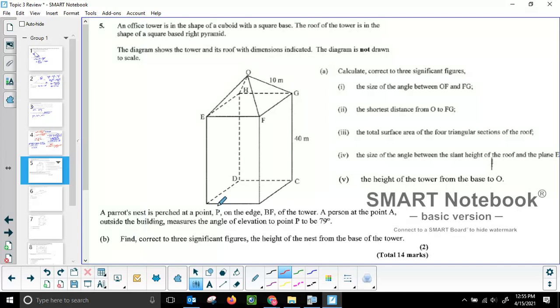All right, so A, calculate correct to 3 significant figures the size of the angle between OF and FG. So OF is right here, FG is right here. Okay, so now we need to find, basically we want to look at this triangle, OFG. Does that make sense?